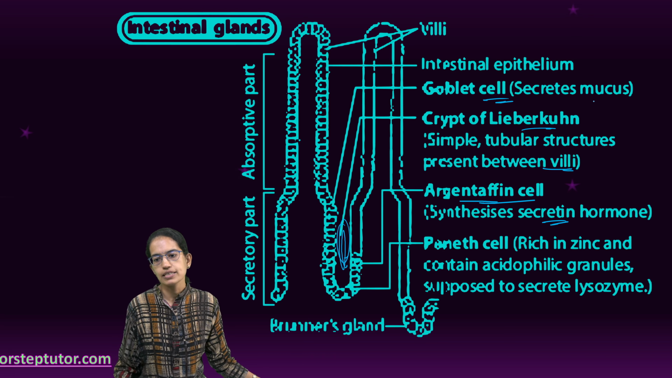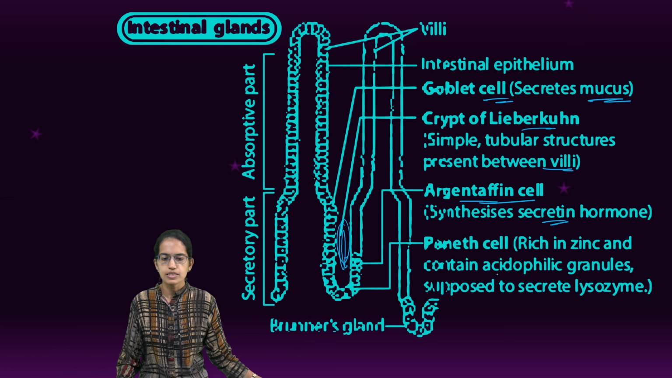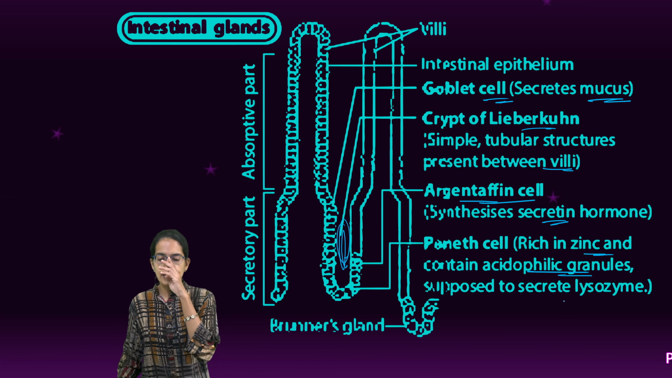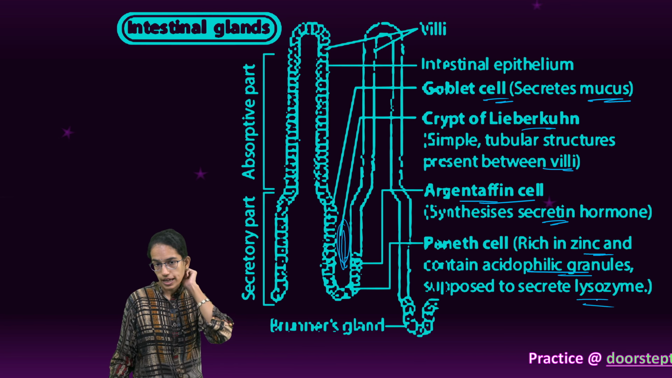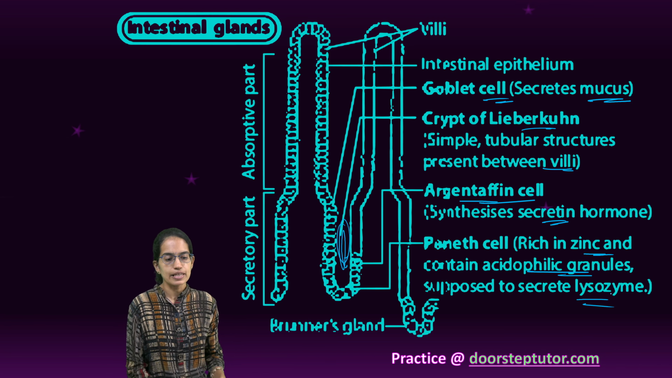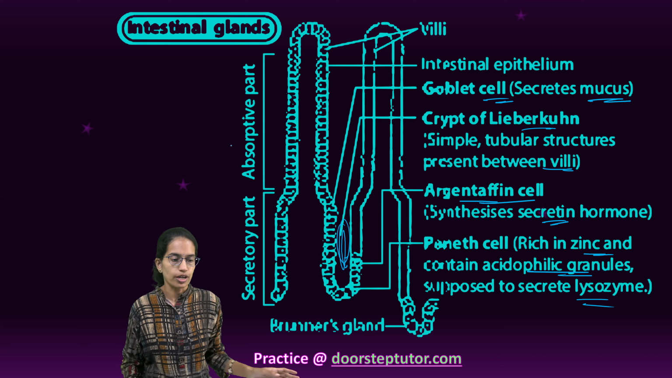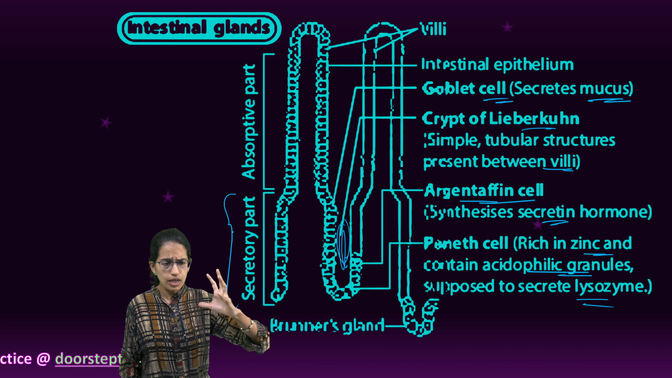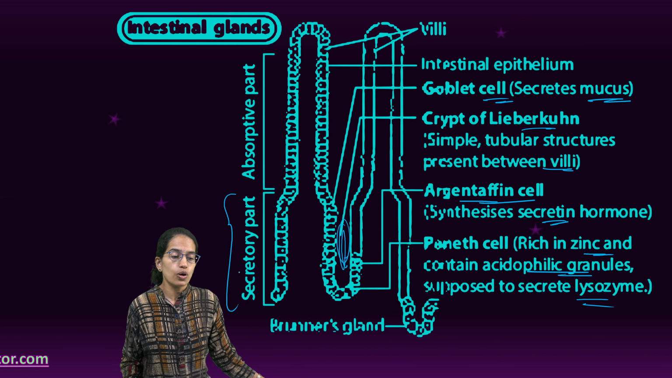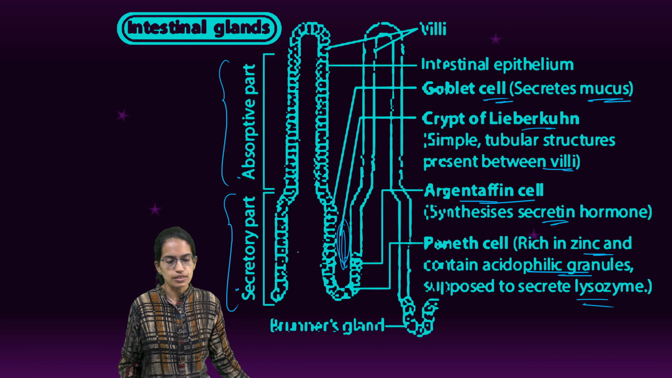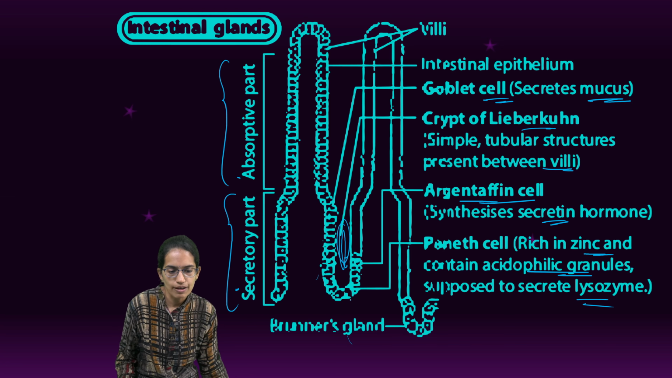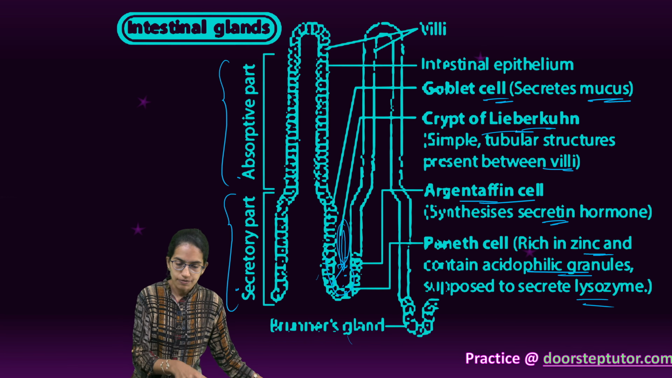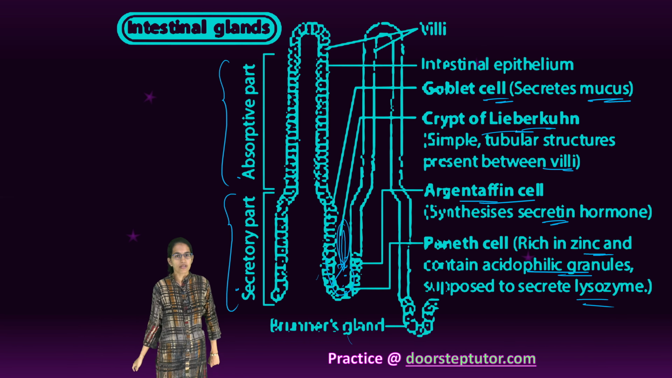There are goblet cells which secrete mucus, as we already discussed, and Paneth cells which release zinc and acidophil granules, and they also release lysozyme with the idea of maintaining the intestinal flora and fauna and regulating the level of acidity. So secretory and absorptive parts are the two important parts, and here we do have the Brunner's glands, and this Brunner's gland empties into crypt of Lieberkühn. So that we have already discussed in our class on summary of digestive system.